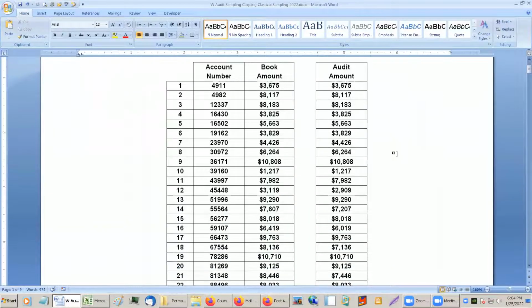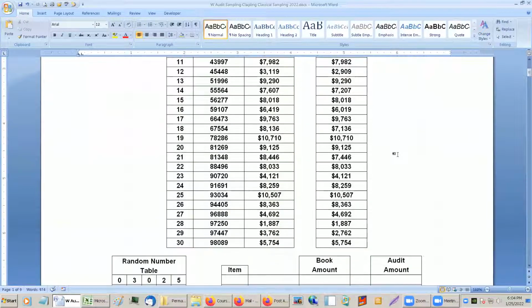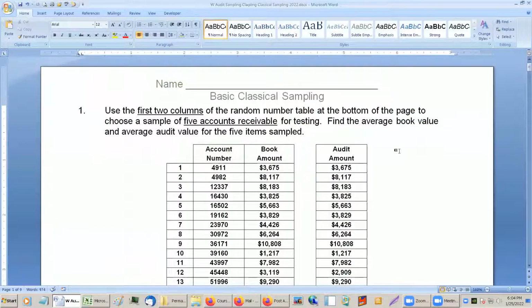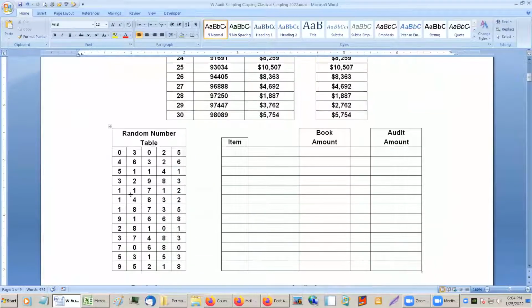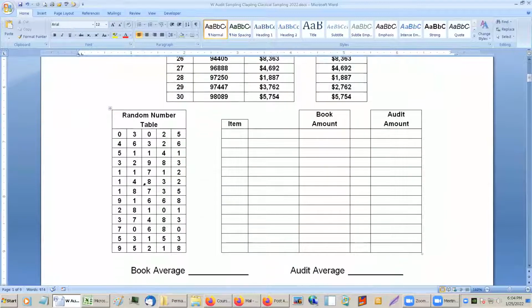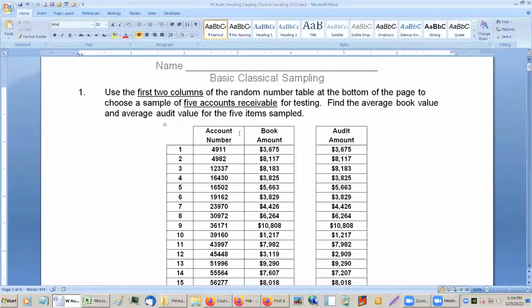Okay, so basically we have a bunch of accounts receivable, and we have to pick a sample. There's a random number table, which we'll talk about in a minute. We're going to pick 5 items, using the first 2 columns, from the 5 items in the accounts receivable. Okay.